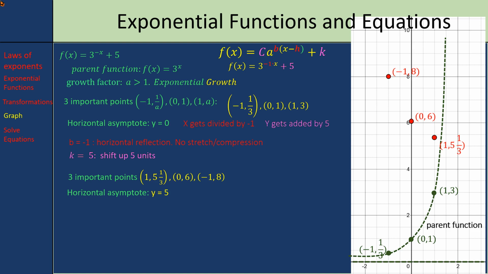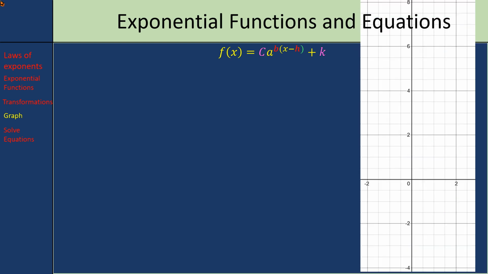And the horizontal asymptote, you see how it shifts? The graph gets shifted up 5, right? Y was 0, now y is 5. So my horizontal asymptote is at 5 now, and my graph looks like that. And domain is all real numbers. Range is y is larger than 5.